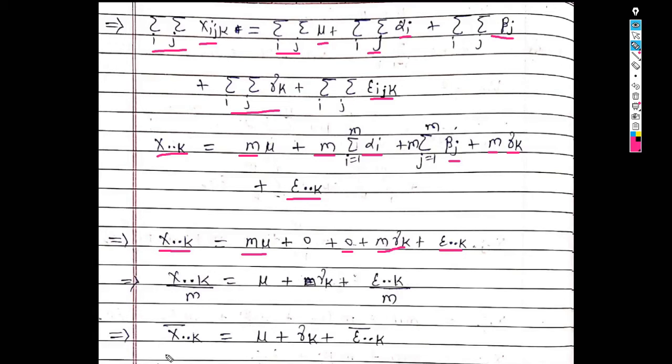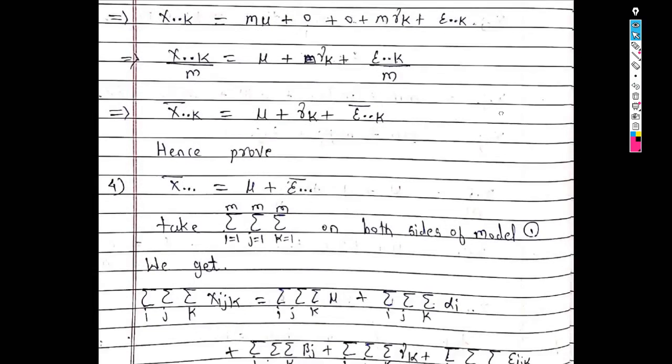So in this way we get x dot dot k bar, that is kth treatment total upon number of observations of that treatment, which is nothing but kth treatment mean, equals to mu plus gamma k plus epsilon dot dot k bar. So this term can be written as epsilon dot dot k bar. So in this way we prove our third statement.